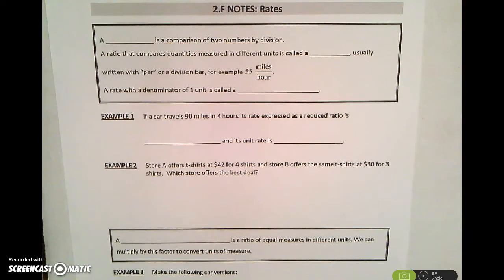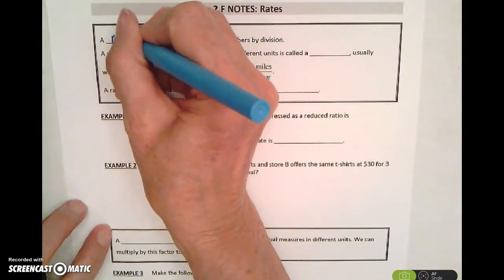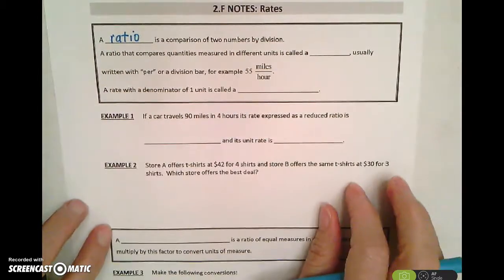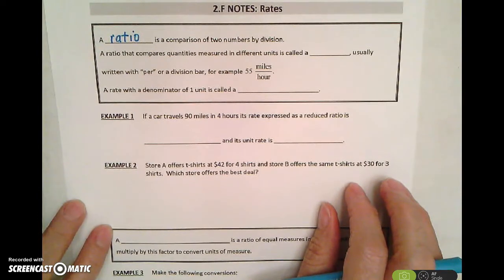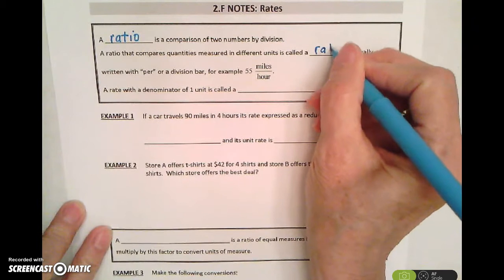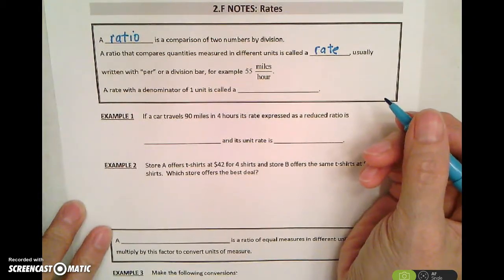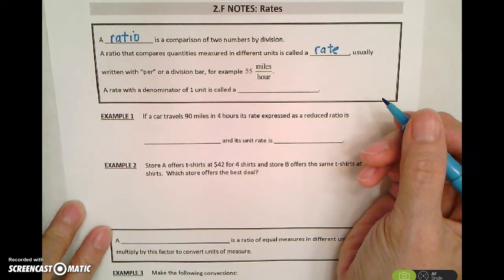In our 2F notes, we're going to be talking about word problems that involve rates. A ratio is a comparison of two numbers by division. A ratio that compares quantities measured in different units is called a rate. Usually, rates are written with the word per or using a division bar.